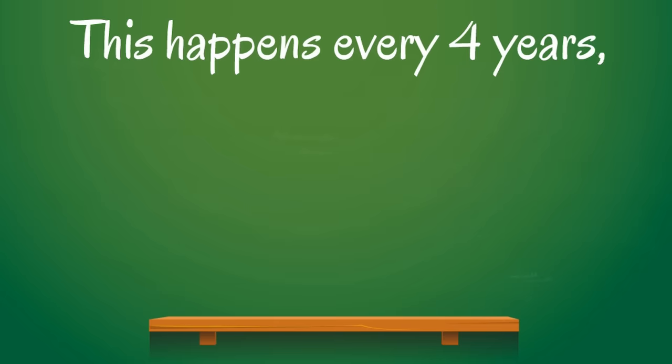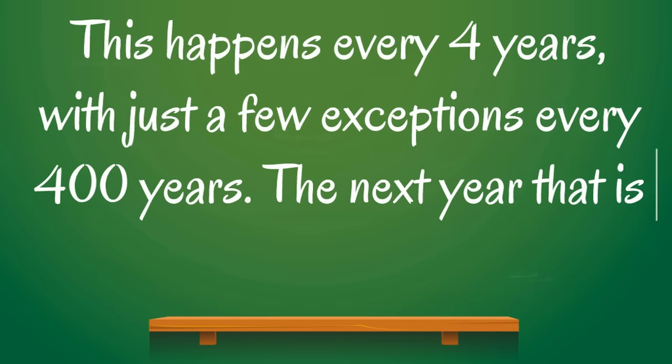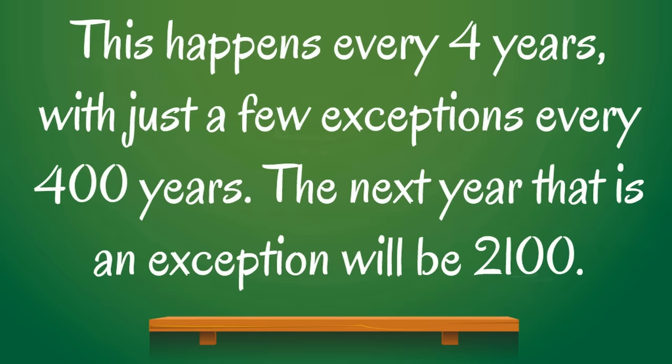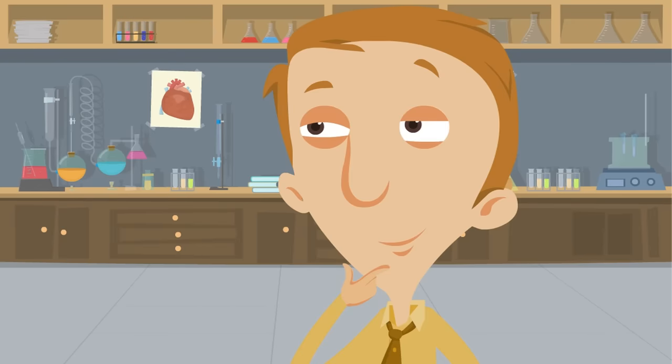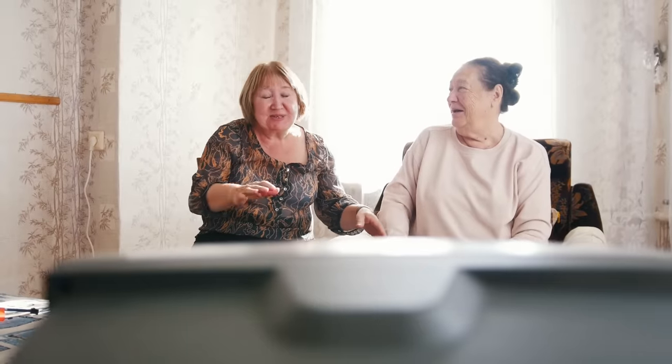This happens every 4 years, with a few exceptions every 400 years. The next year that is an exception will be the year 2100. It'll be a 4th year, but will not have a leap day. What if someone from that year in the future is watching this video right now? Wow, that would be so cool, wouldn't it? Or, if you are watching this as a kid, and in 2100, when everyone is looking forward to leap year, you'll say, hey, leap day isn't happening this year. I saw a Homeschool Pop video about it a long time ago.